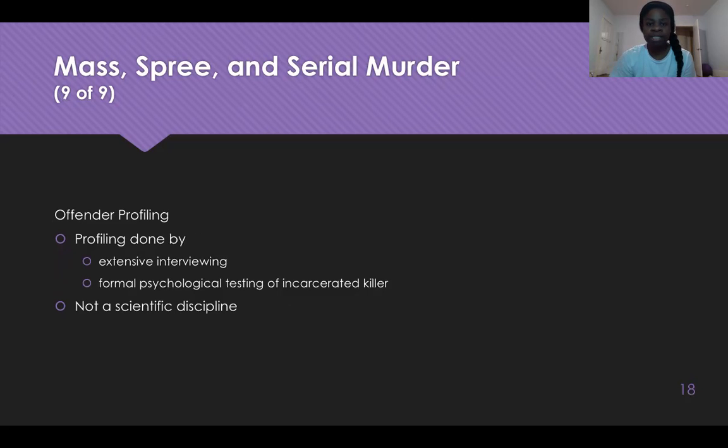Lastly, in regards to mass, spree, and serial murders or murderers, let's go into offender profiling. Profiling is done by extensive interviewing and formal psychological testing of incarcerated killers in order to develop a typology based on personality and other offender characteristics. Criminal profiling is not a scientific discipline that results in accurate profiles. Instead, it is more of an informed speculation that results in a lot of errors.